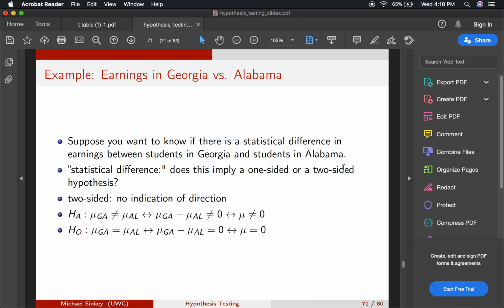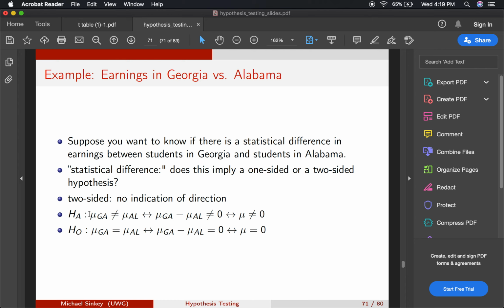Suppose you want to know whether there's a statistical difference in earnings between students in Georgia and students in Alabama. So statistical difference, think about it from the one sample mean. Does it imply a one-sided or two-sided hypothesis? So think for a minute. You should come to the conclusion that it implies a two-sided hypothesis. Statistical difference does not indicate the direction.